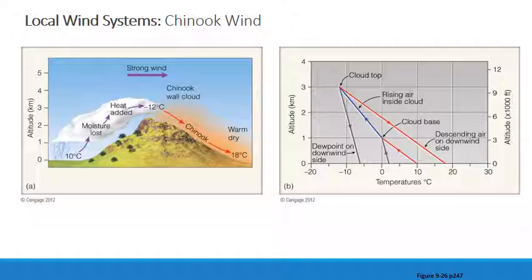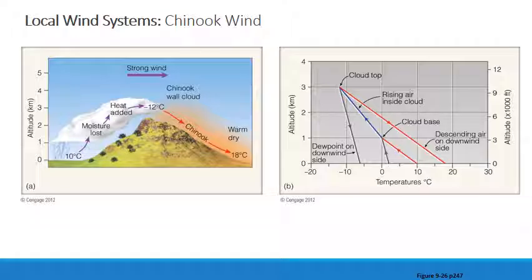Warm, dry winds, called Chinooks, sometimes move over the slopes of mountains in the United States. Similar winds in the Alps are called foehns. Such winds are usually created when a strong pressure gradient develops in a mountainous region.